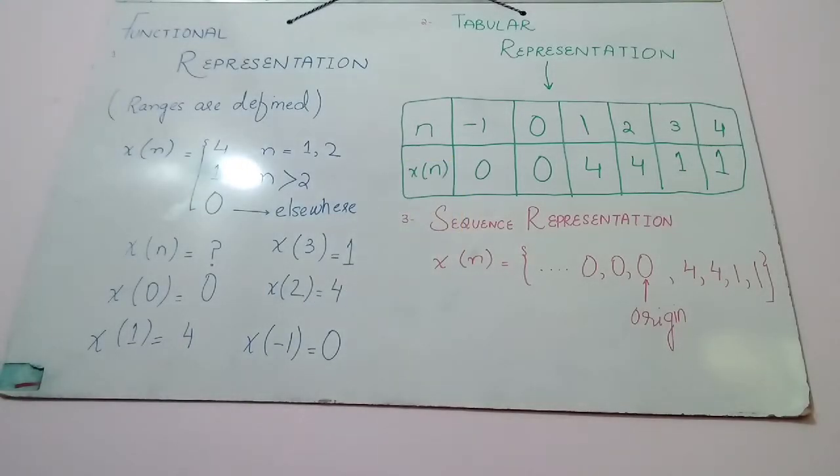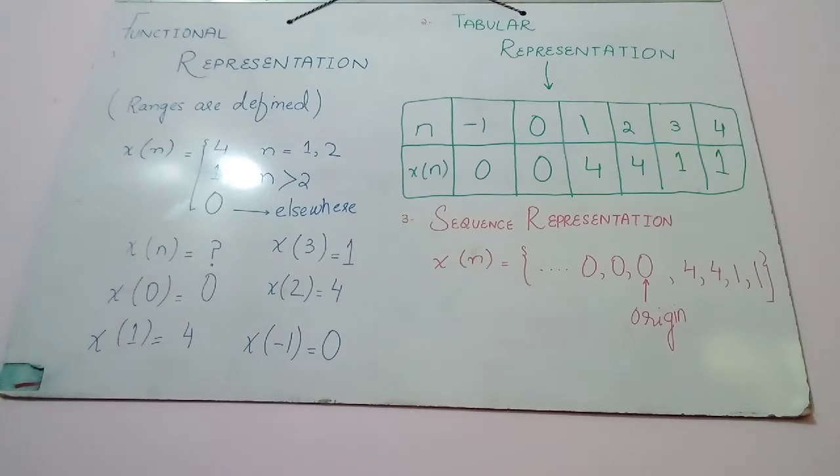First topic is functional representation in which the ranges are defined. What does that mean that the ranges are defined? It means for the particular value of n, you are having a particular answer and this is provided to you by the examiner. So the first thing that we are going to discuss is for the value of n when it is equal to 1 or 2.